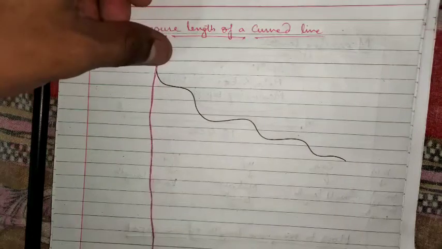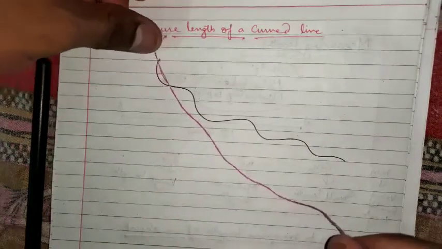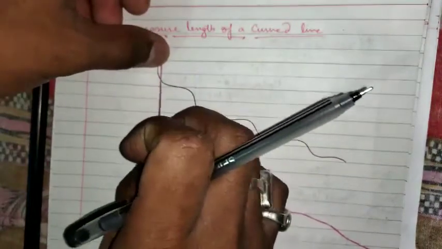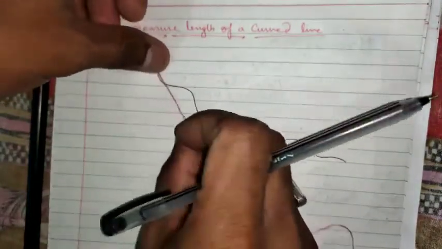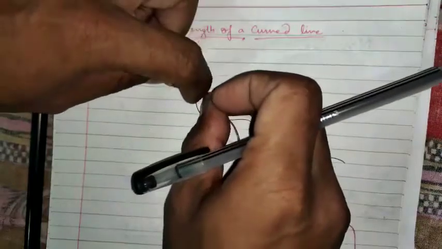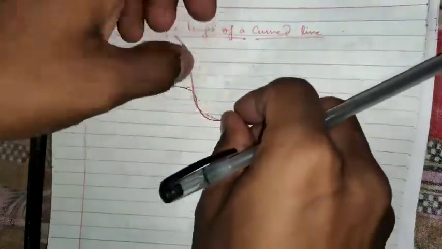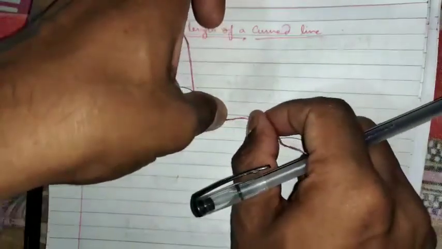Like this we have to measure part by part. Like this we have to keep the thread in this path, and according to the path we have to measure the length of the line. Like this we have to measure the length of the line. Like this we can measure the length of any curve.